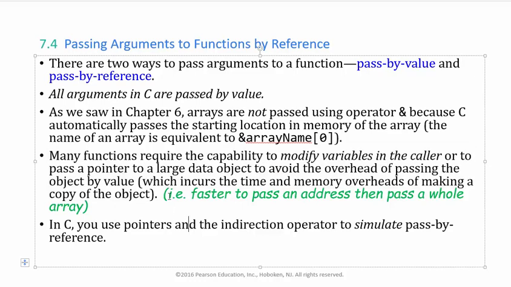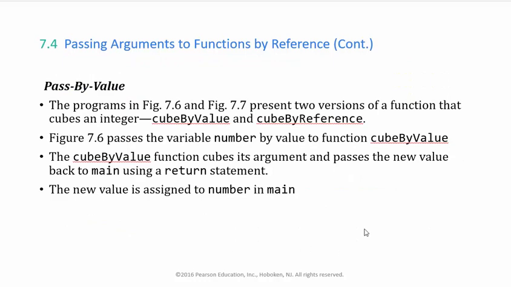The reason we do this, in short, easy words, is it's faster to pass an address to a function than to pass a whole array to a function. That's the bottom line. So in C, we can use pointers and the indirection operator to simulate passing by reference. Normally when you pass a value to a function, a copy is made of the value and given to the function. The function does its thing and returns the result. But if you pass an address to the function, it can operate on the thing that's in the address. And that's what we're going to talk about.